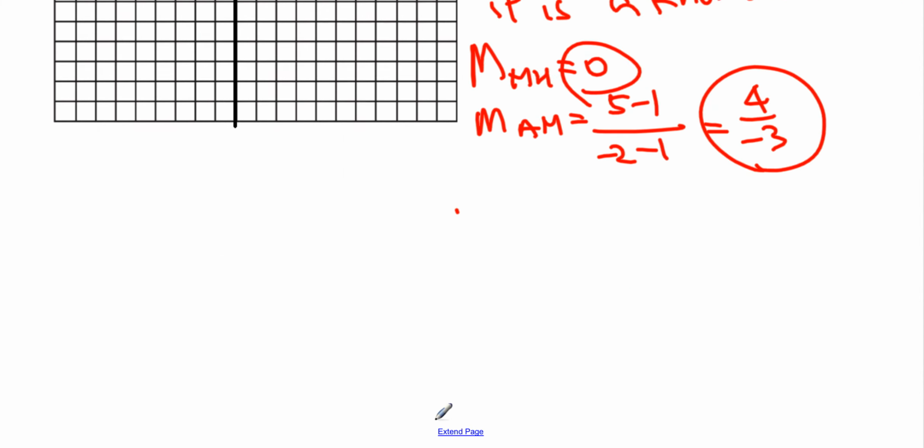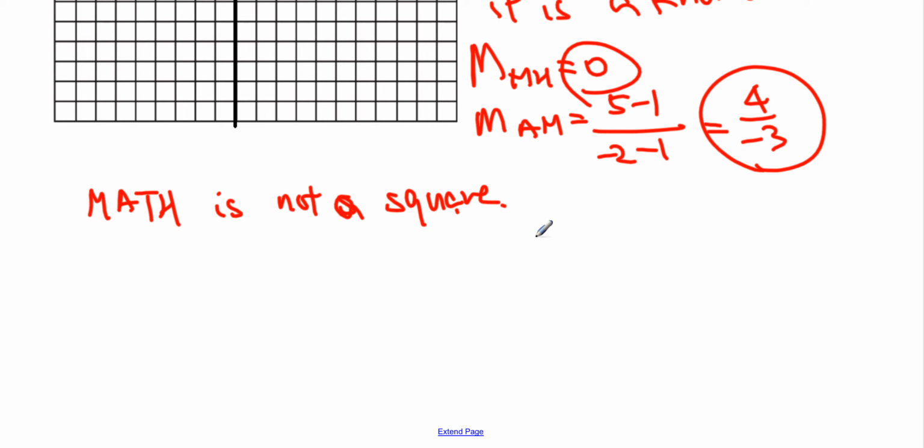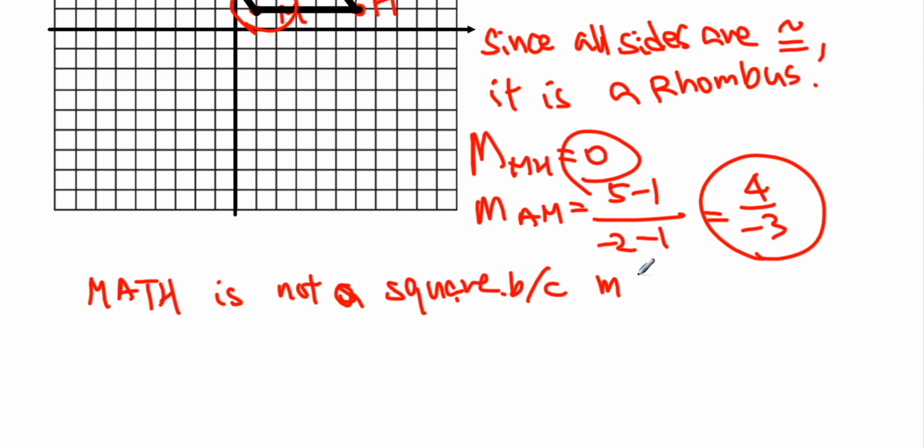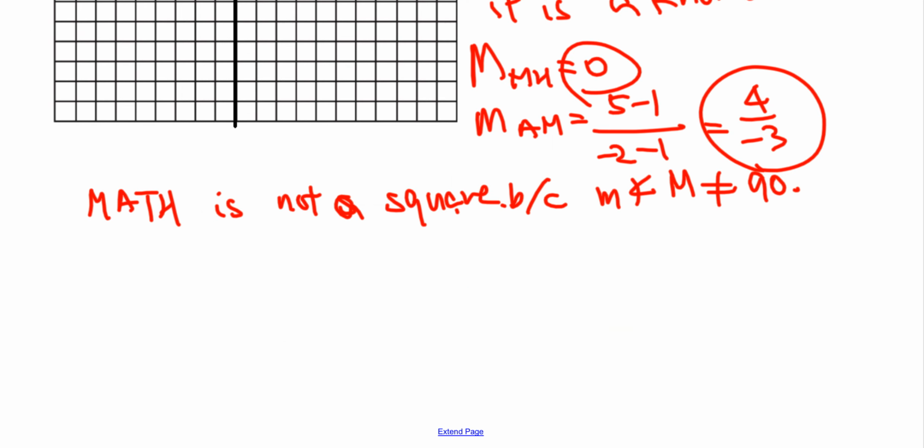That tells us that MATH is not a square because angle M is not 90. So it's not a right angle. That's why it's not a square. All right, so I think we're going to stop here, and I'll see you later. Have a great day.